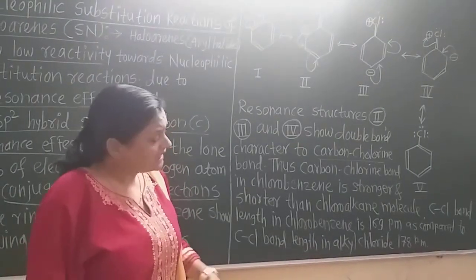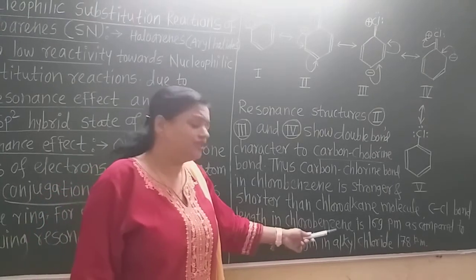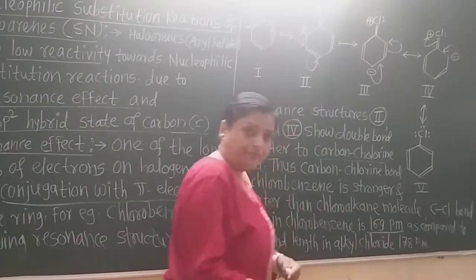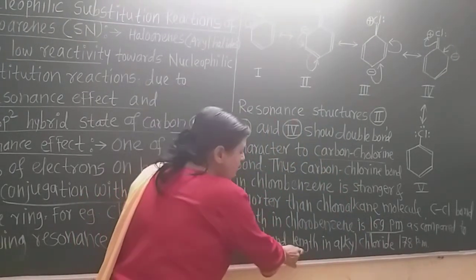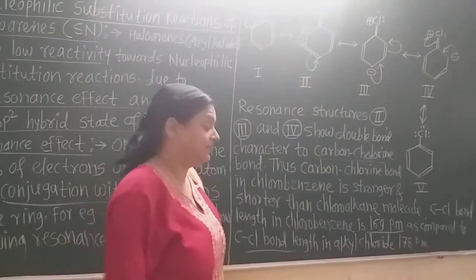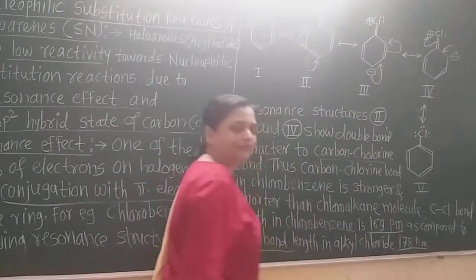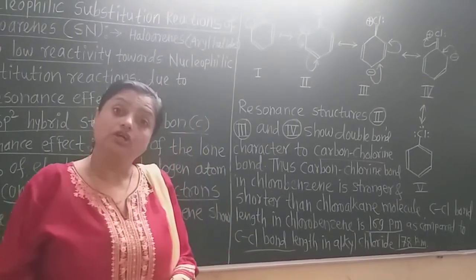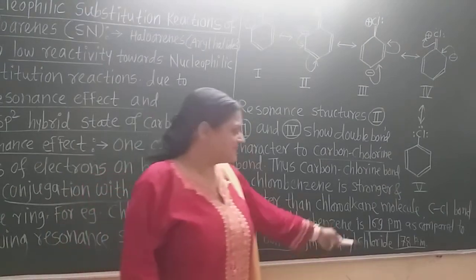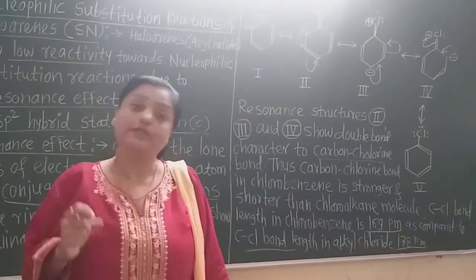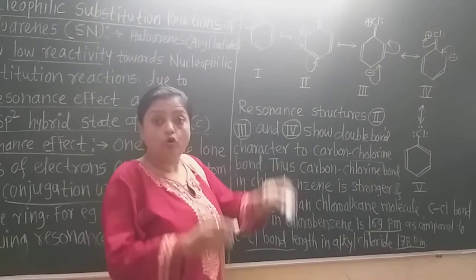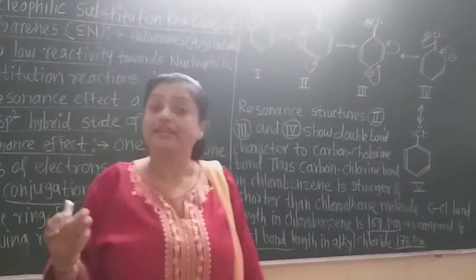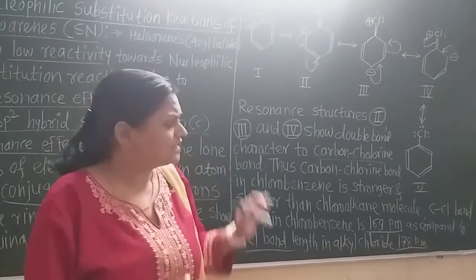In this way, the C-Cl bond length in chlorobenzene is only 169 picometers. See here, as compared to the C-Cl bond in alkyl chloride, which is 178 picometers, this is larger. In the alkyl chloride, the C-Cl bond length is larger, but in the aryl chlorides, the C-Cl bond length is shorter, and due to that, the carbon-chlorine bond does not break easily, and nucleophilic substitution reactions have low reactivity. Now this is the first reason.